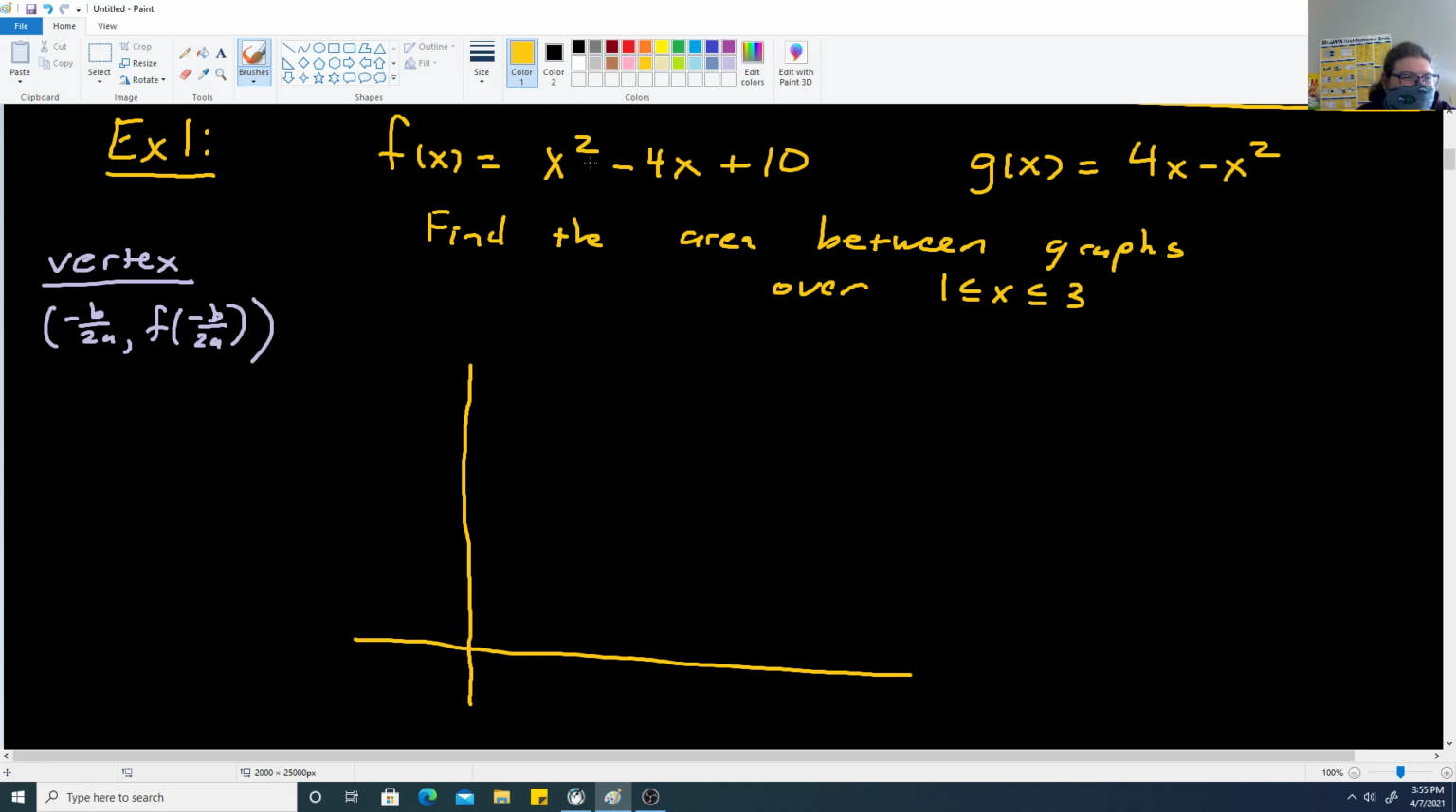So let's start graphing the f function. We know we're going from 1 up to 3. So here's 1, here's, whoops, I've really spaced these badly. Let's try that again.